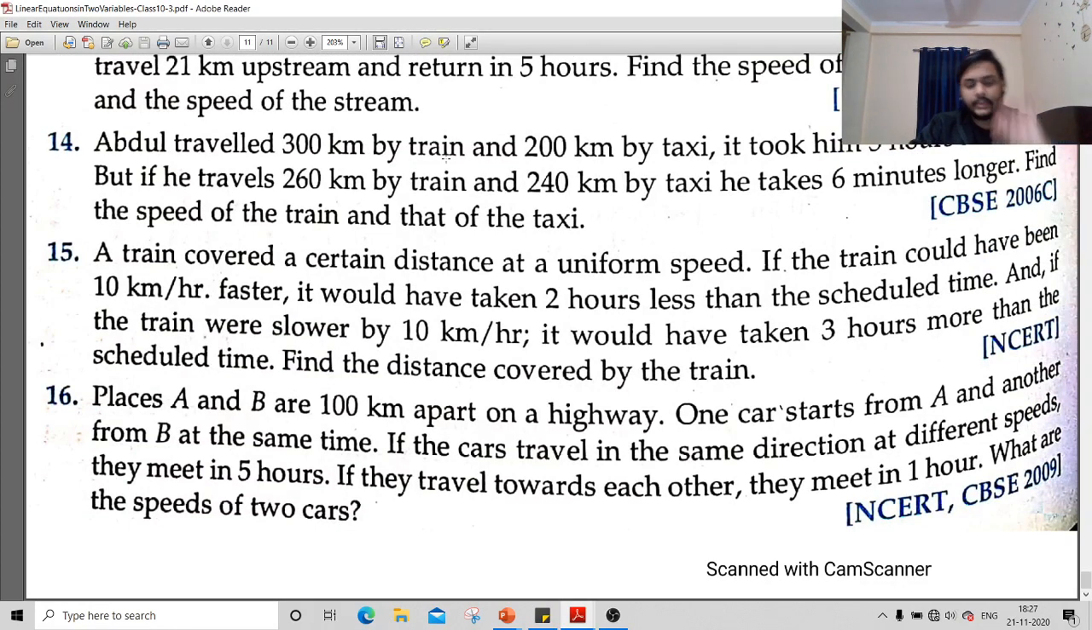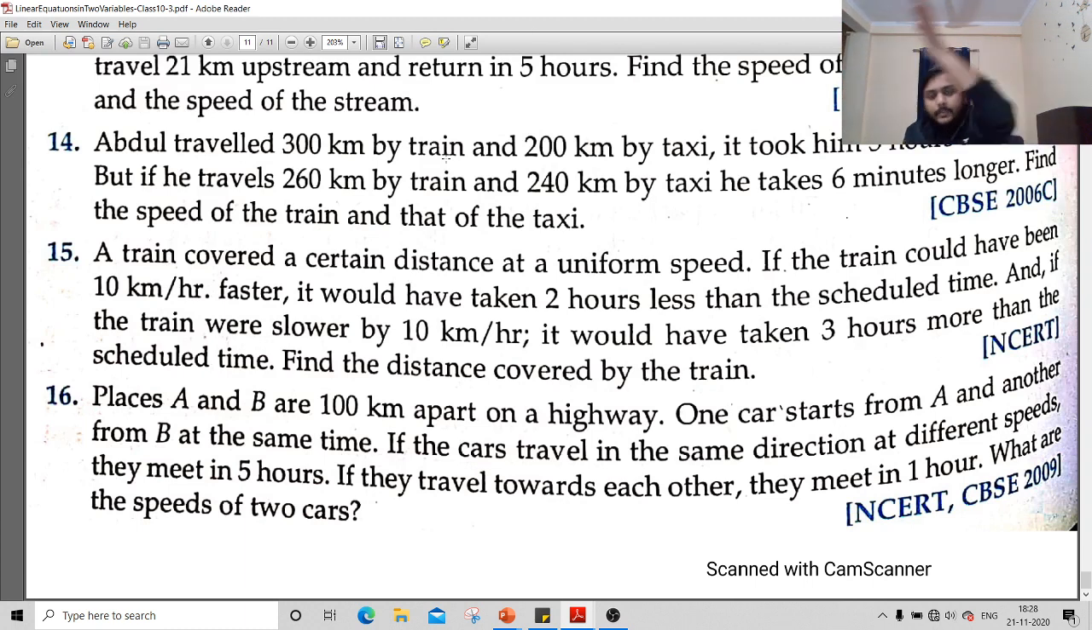Okay, so if you see one more question, you can just look at question number 16. That was your NCERT question, and again it appeared in CBSE 2009. What the question is saying: you are having two places A and B, and they are 100 kilometers apart on a highway. One car is starting from A and another from B at the same time. So again, you can say the speed of A is x and the speed of B is y. Then you are saying that if they are traveling in the same direction at different speeds, they meet in 5 hours. Same direction में जा रहे हैं, मतलब this is your 5x and this is your 5y.